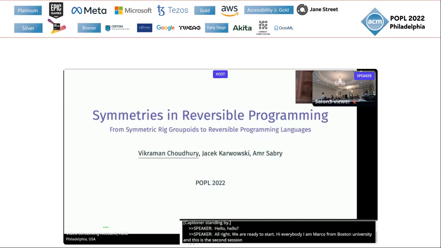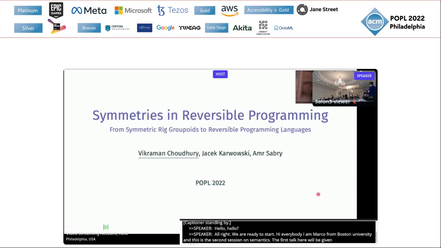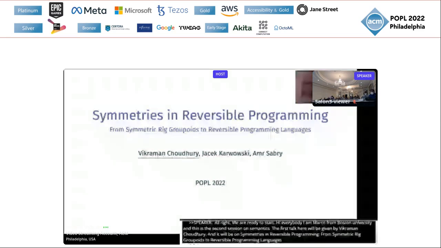All right. Hello. Sound all right? Hi, I'm Vikraman, and I'm going to be presenting our paper, Symmetries in Reversible Programming. Our paper has a subtitle, From Symmetric Rig Groupoids to Reversible Programming Languages, and this work is establishing an algebraic correspondence between a certain class of reversible programming languages and symmetric Rig groupoids. My co-authors are Jacek Karwowski and Sabry. And with that, I'll start the presentation.